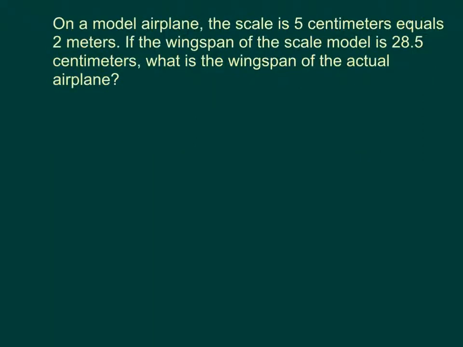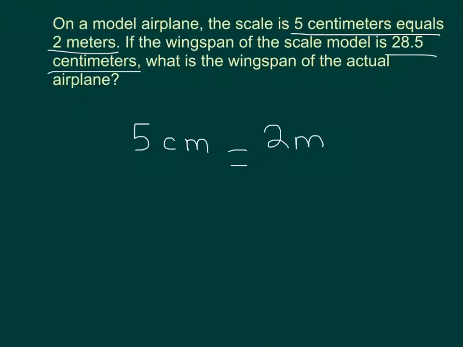So let's take a look at this example of scale models together. On a model airplane, the scale is 5 centimeters equals 2 meters. So we first want to write that out: 5 centimeters equals 2 meters. If the wingspan of the model is 28.5 centimeters, you want to keep your units together. So if they give you dimensions in centimeters, that's where you put it in the proportion. This is what is the actual length.